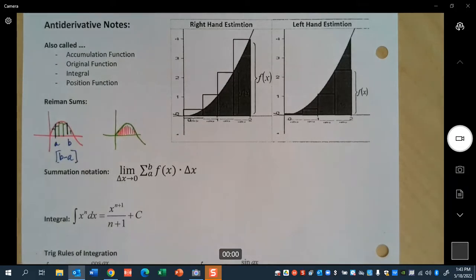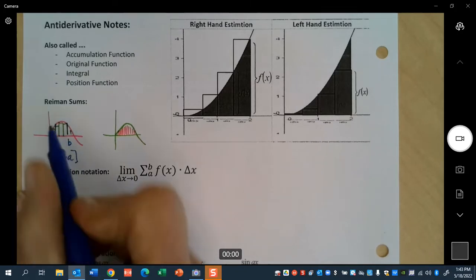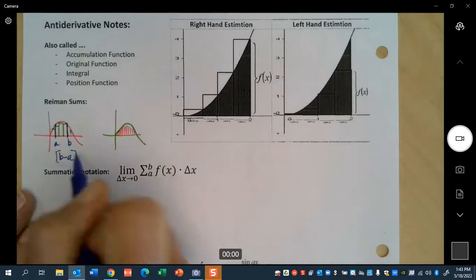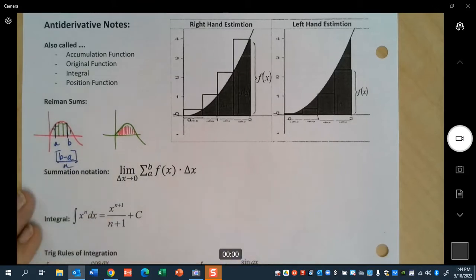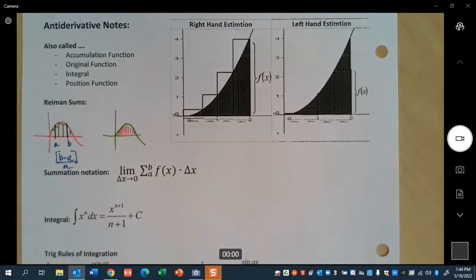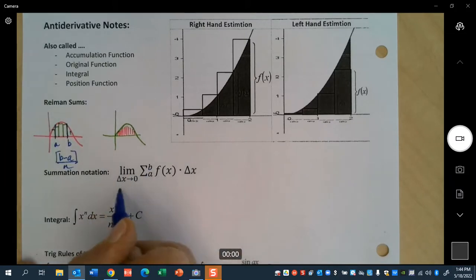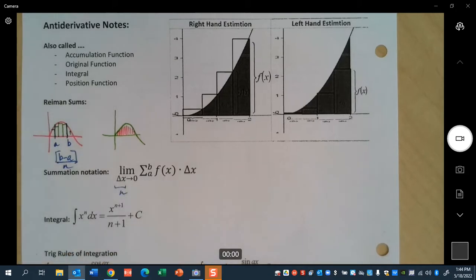So when we're talking about the interval from A to B, the distance that we find from B to A, when we subtract them, tells us the area where our interval is. Our N is going to talk about how many little rectangles I'm going to draw, and that number of rectangles represents the change in x that we have.